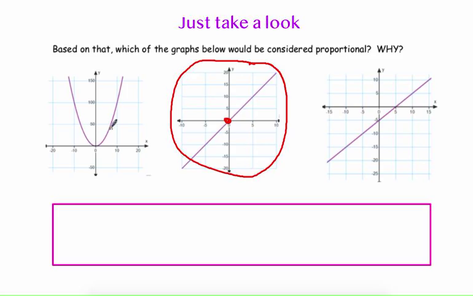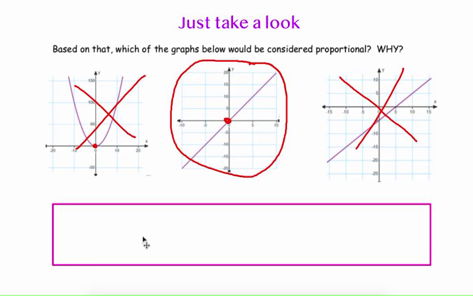Look at the first graph. Does it go through the origin? Yes. Is it a straight line? No. So it's not proportional. The third one, does it go through the origin? No. So it's already not proportional.